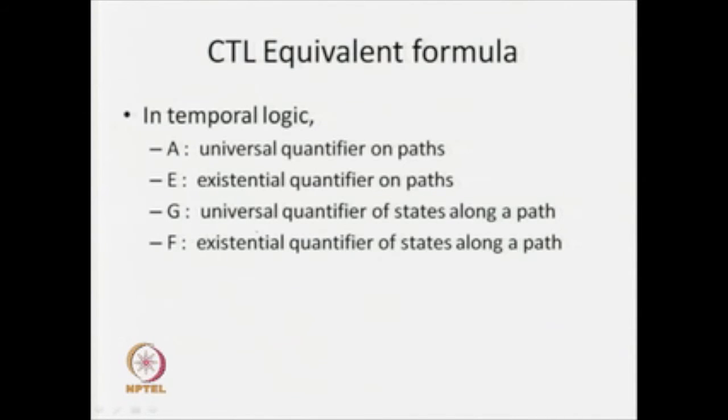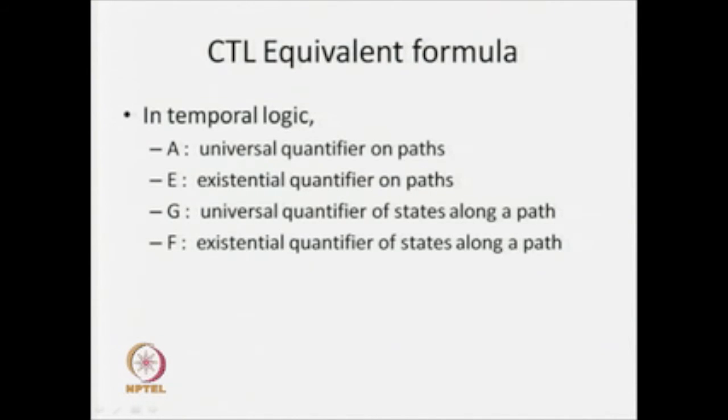What G says is that this is the universal quantifier of states along a path. So basically we said that G, globally, is true in all states in a path, and F we said that we are going to get states in the future where some CTL formula is true. So in that case we can say that F can be treated as our existential quantifier of states along a path, and G is the universal quantifier of states along a path.